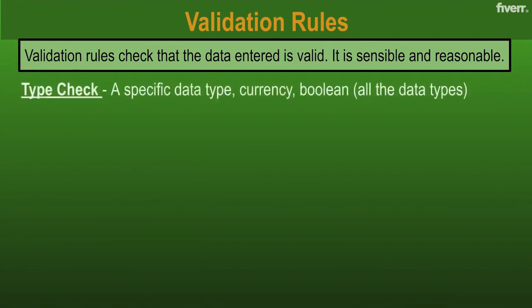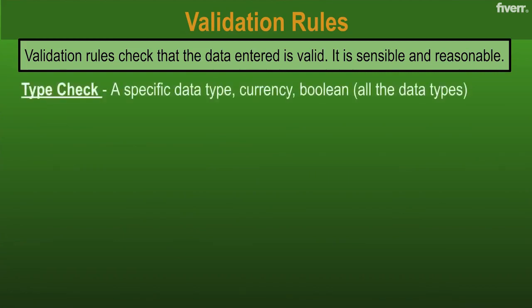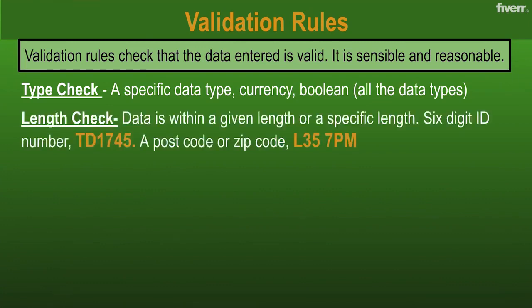So, let's run through the key validation rules that you need to know. You might want to pause it as we go through and soak these in. So, first of all, is a type check. That is a specific data type. So make sure you've set it as currency. We're only accepting number values, like you can't type out $3,000. You're going to have to write 3000.